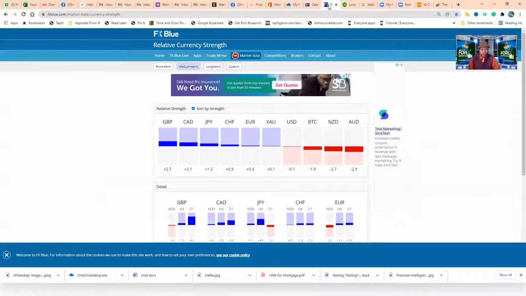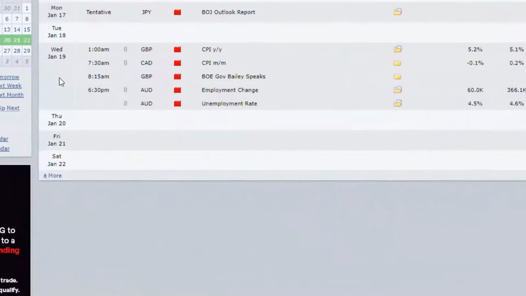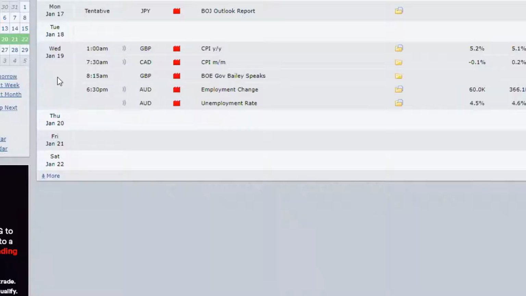Okay, let's continue with our analysis. So we are looking into the calendar. So Wednesday is going to be a busy day for GBPAUD. As you can see, GBP will be having news by 1 a.m. This is Central Time.